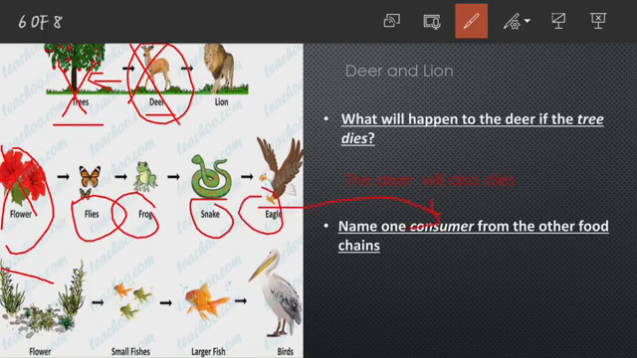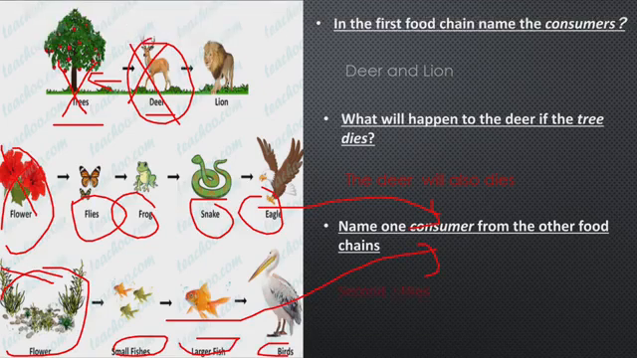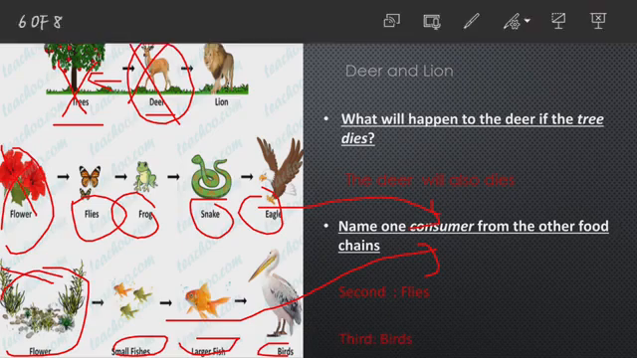In this food chain, is the flower a consumer? No. The small fishes, the large fish, and the birds are all what? Consumers. So we can name any one of these animals. From the second, we have the fly, for example, and from the third, we have the birds, for example. They are consumers.